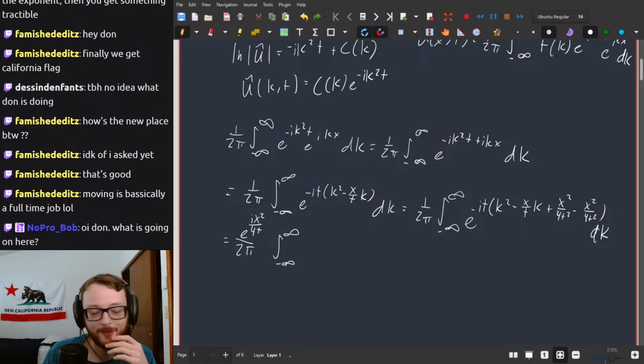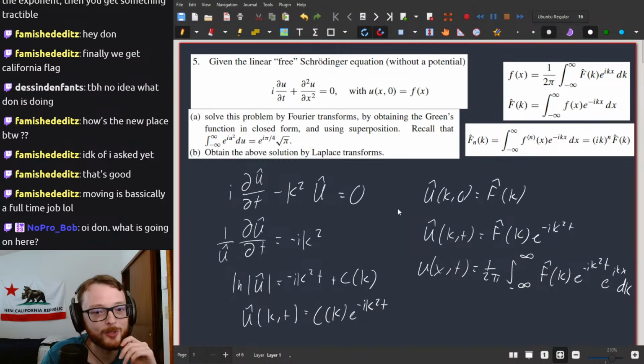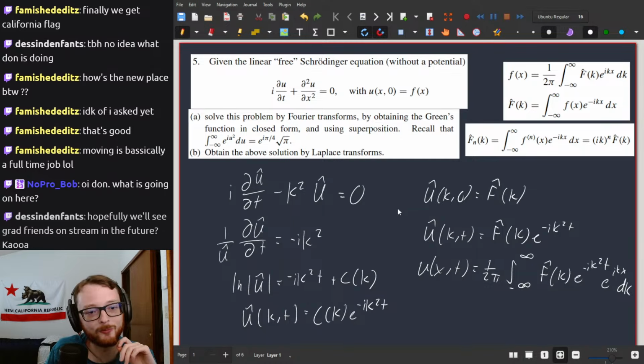Bob, holy crap. I'm solving Schrodinger's equation with Fourier transforms. I guess I'm trying to.